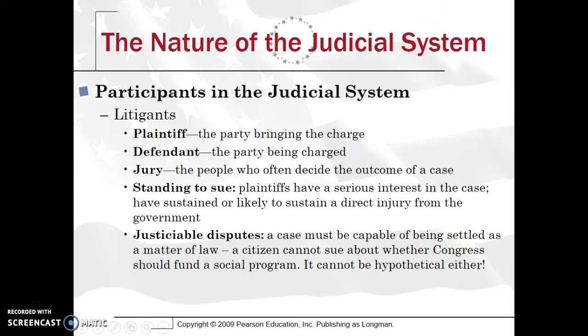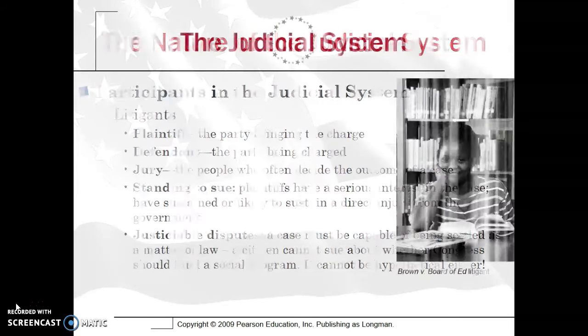Another important thing to realize is that a case has to be deemed justiciable, in the idea that a case must be capable of being settled as a matter of law. So hypothetically, a citizen could not sue Congress because it isn't going to fund a social program. Again, it cannot be hypothetical. It cannot sue about funding because that is something that Congress deals with. That is a fundamental right of Congress. So that is important to know.